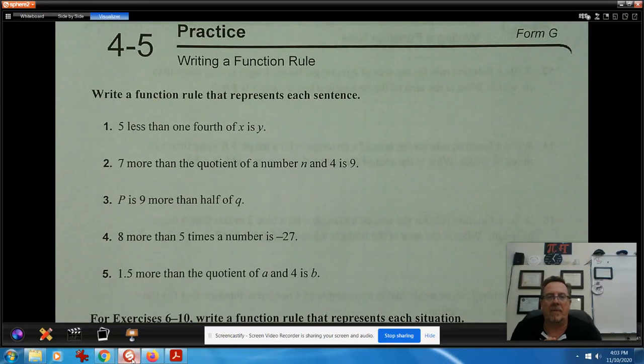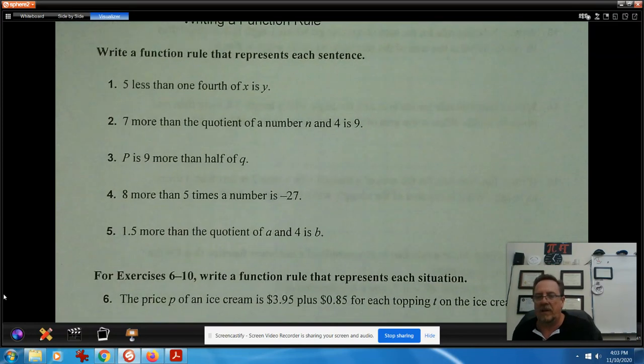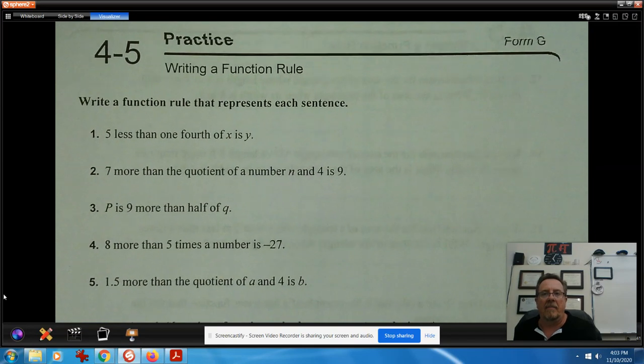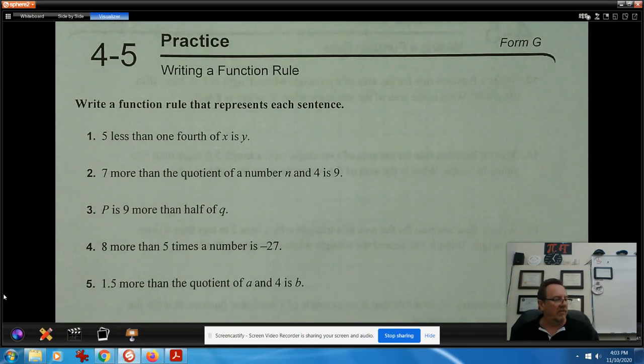Hello, algebra people. Last lesson, we talked about how to graph functions, even functions you didn't really know what they were going to look like. And this time around, we're going to work on the other side. We're going to work on actually finding function rules and writing the math sentences, let's say, for each situation.